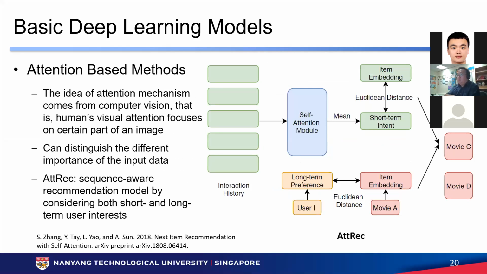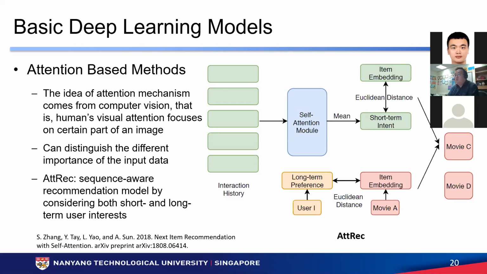The final deep learning model I want to just briefly mention here is this attention-based method. So the attention mechanism comes from the computer vision domain. Basically the human's visual attention focuses on a certain part of the image. So the attention-based methods can distinguish the different importance of the input data. So for example, this model is called ATRank. It is proposed to model both the short-term interest and the long-term interest of the user, and to provide a sequence-aware recommendation.